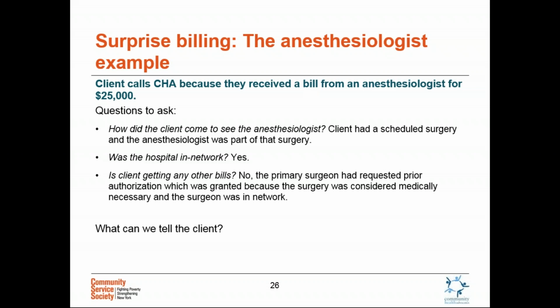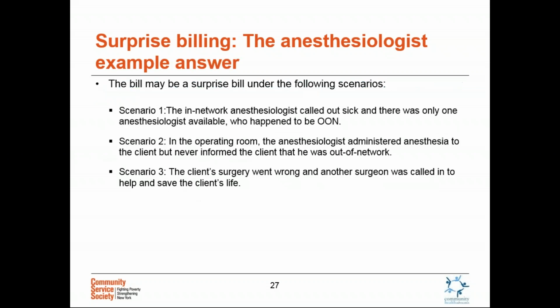And ask if the client is getting any other bills from the other providers involved. The client, in this example, says no. The primary surgeon requested prior authorization, which was granted because the surgery was considered medically necessary and the surgeon was in network. So based on this information, what can we tell the client?